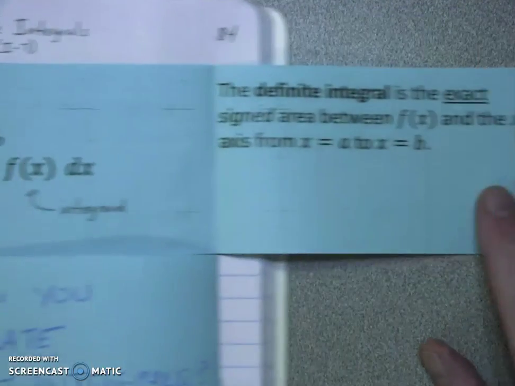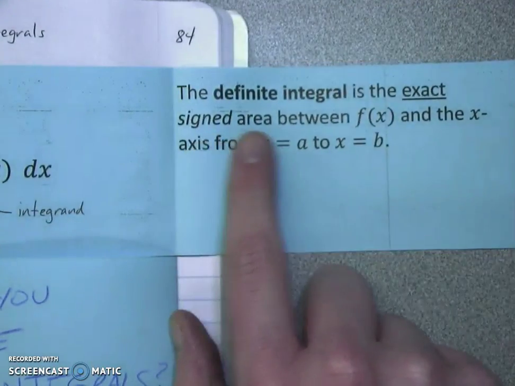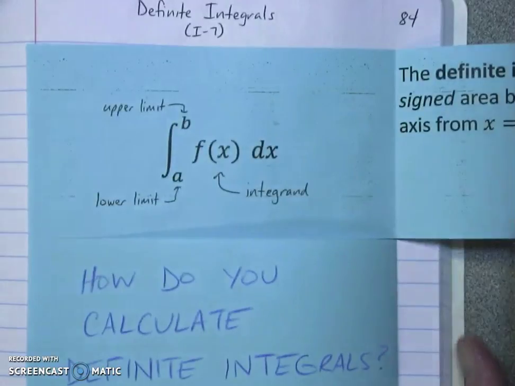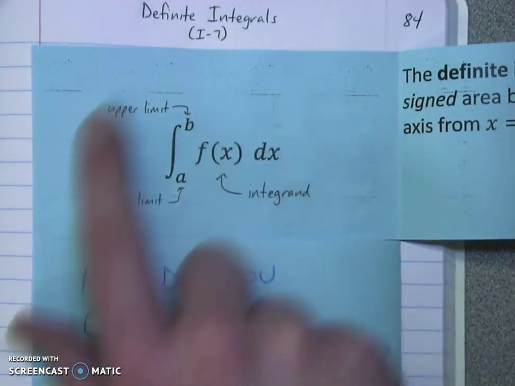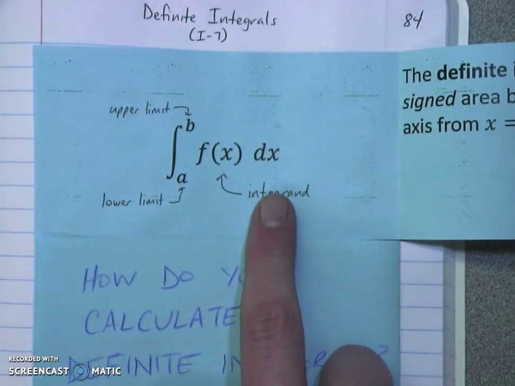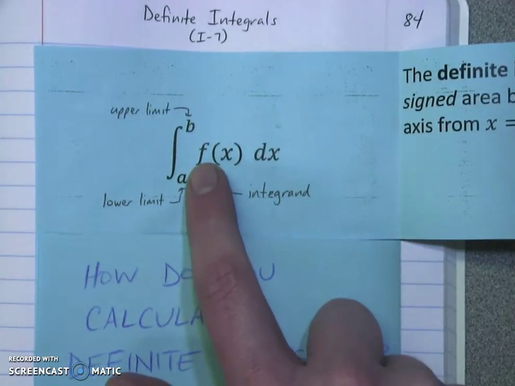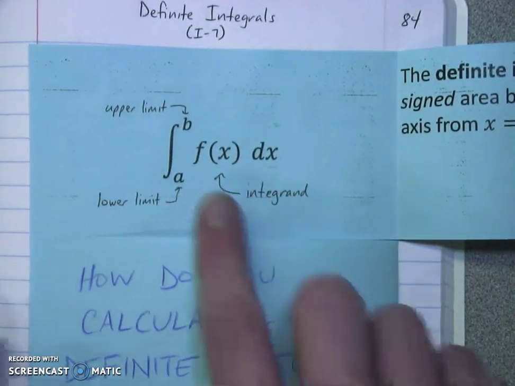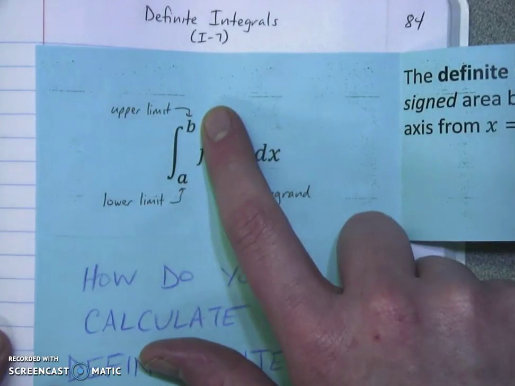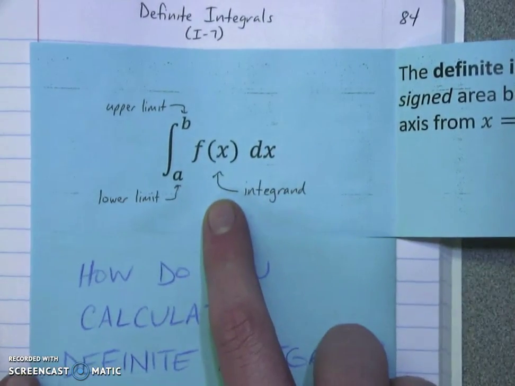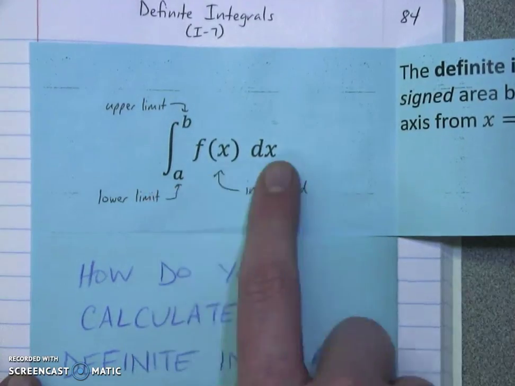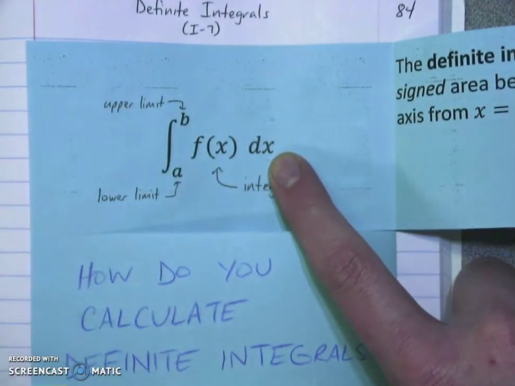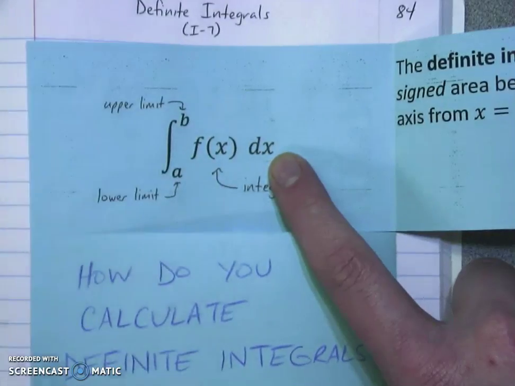We stated that the definite integral was just the exact signed area between f of x and the x-axis from x equals a to x equals b. You stated that this notation looked a lot like the indefinite integral, the antiderivative, with one exception: we had the limits listed here. So the a and the b refer to where you start adding area and where you stop adding area. We still call this function the integrand, and this is still the integral sign with the differential, the dx at the end. They're still like bookends. Once you've taken care of the process, that goes away.